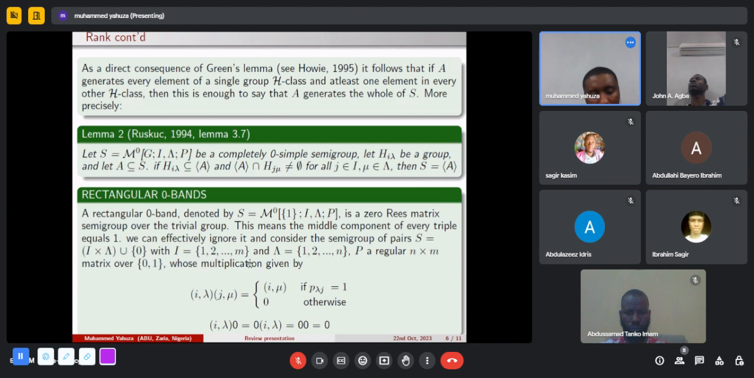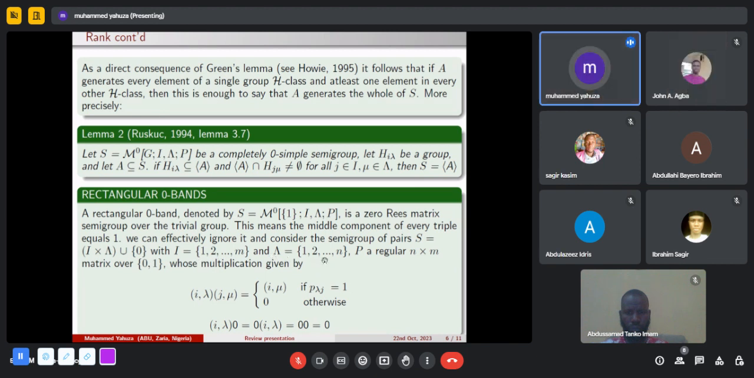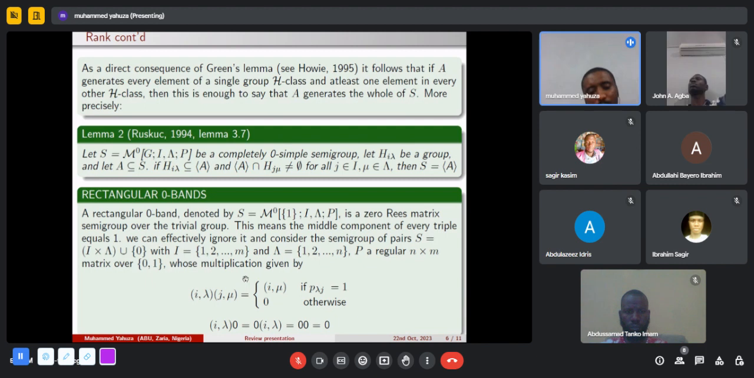with I ranging from 1 to m and Λ from 1 to n, and P a regular n by m matrix over 0 and 1. And the multiplication is given by, if you have two elements (i, λ) times (j, μ), then this is equal to (i, λ) if the entry of P corresponding to λ and j is equal to 1. Otherwise, we have 0. The same thing, (i, λ) times 0 will get 0.